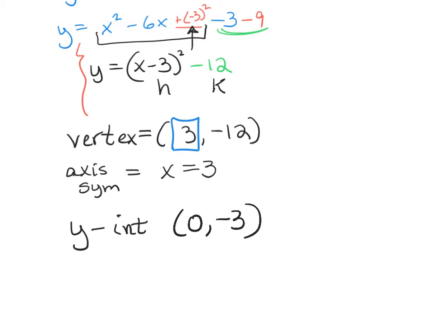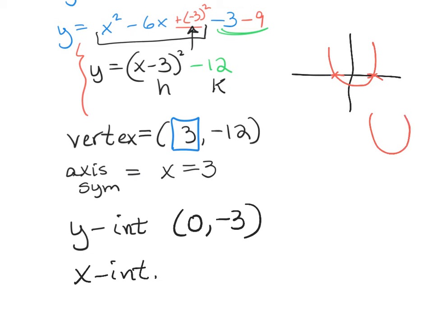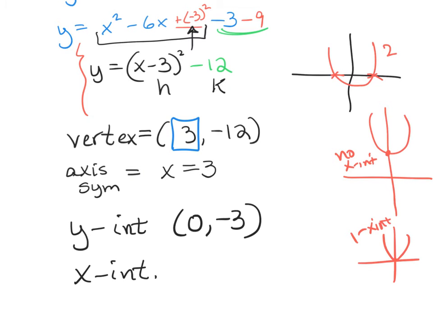Okay, next I have to find the x-intercept, or intercepts, it depends. Because remember, when we graph these parabolas, it can either hit the x-axis 2 times, meaning I have 2 x-intercepts. It could be sitting above the x-axis, and that would be no x-intercepts. This has 2. And then it can also have 1, for example, if it's sitting on the x-axis. So we won't know until we actually solve this.